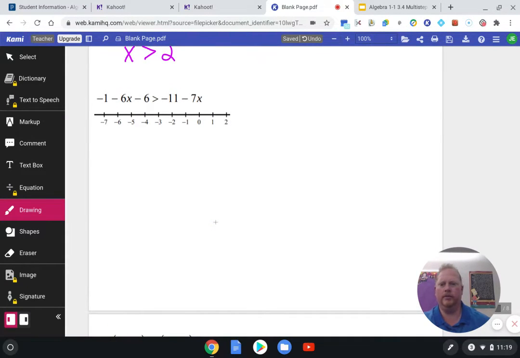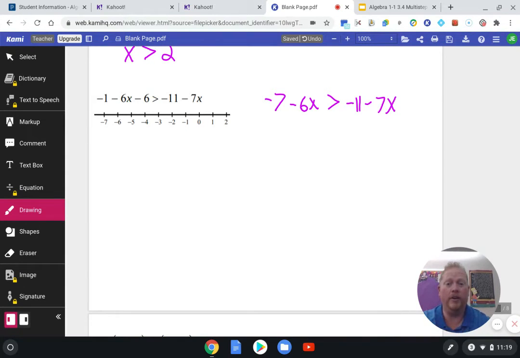Similar idea here. Nothing to distribute. I can collect like terms. So if I collect like terms on the left-hand side, the negative 1 and negative 6 makes a negative 7 minus 6x is greater than negative 11 minus 7x.